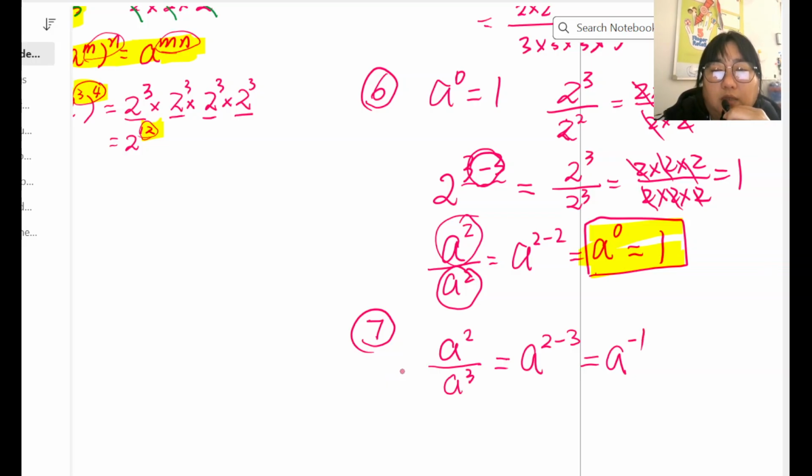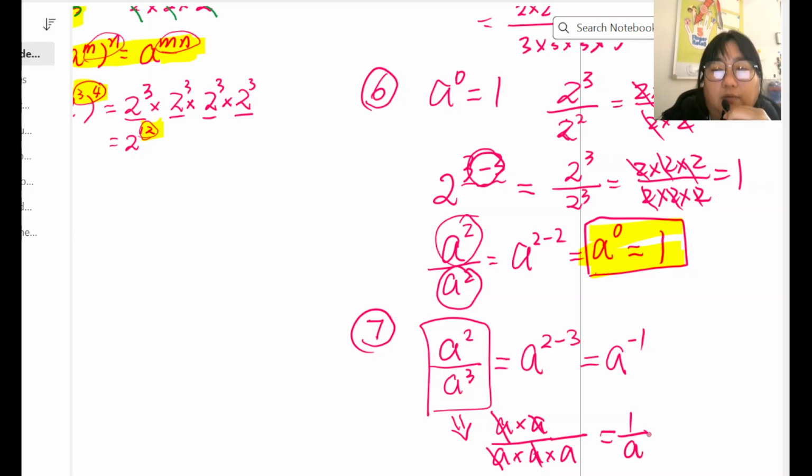And now we check the left-hand side. So this whole thing I can rewrite as, top is 2 lots of a times each other, bottom is 3 lots of a times each other. So I can cancel this pair of a. So that will give 1 over a. So 1 over a exactly equals this side. And then the other side, I get a to the power of negative 1. So that means 1 over a equals a to the power of negative 1. So that is law 7.